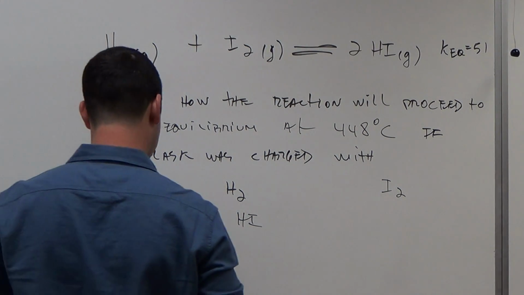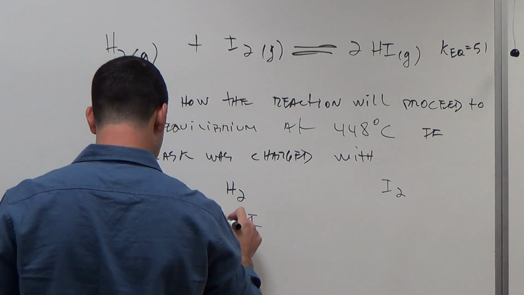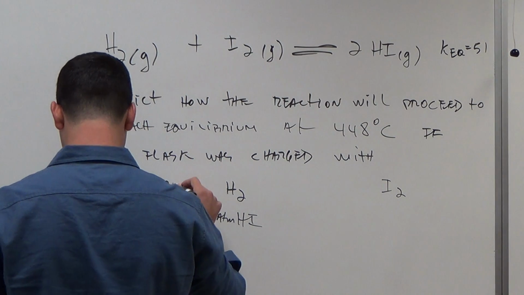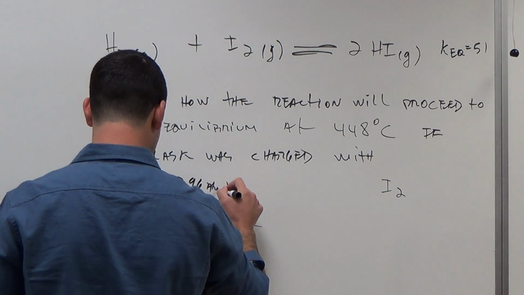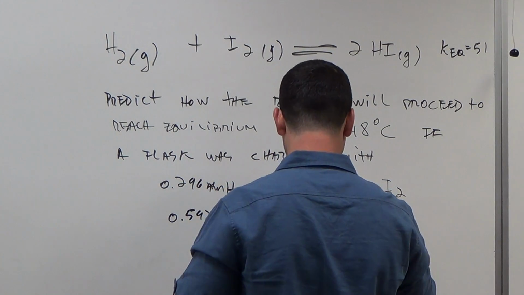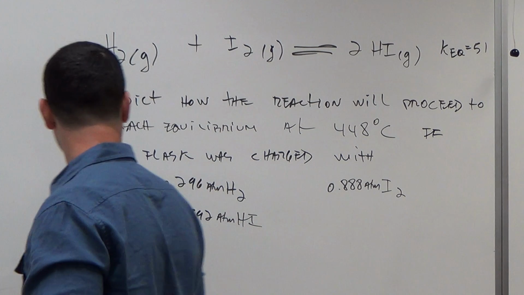Pressure looks better, yes? The pressure of HI is 0.592 atm. The pressure of H2 is 0.296 atm. And the pressure of I2 is 0.888 atm.